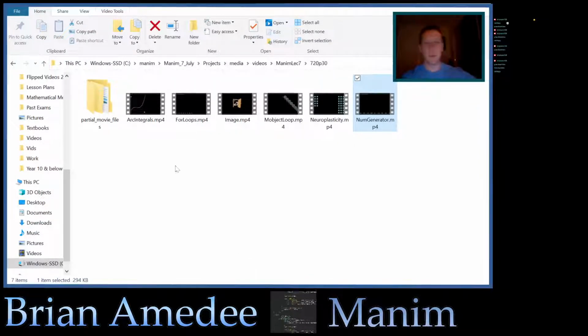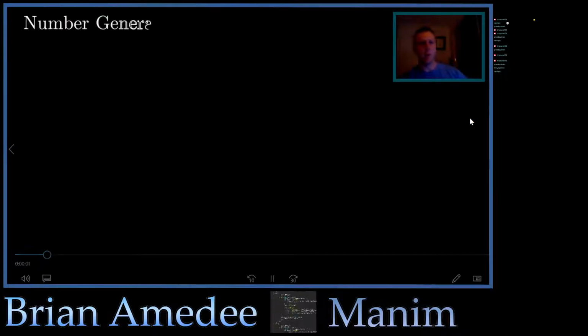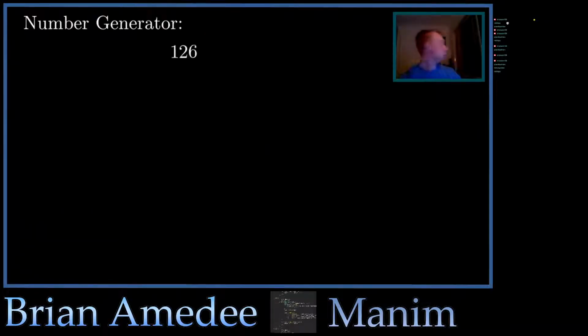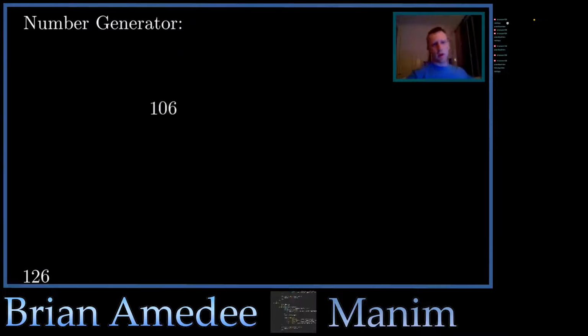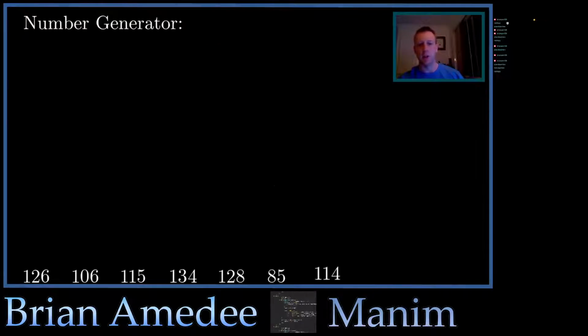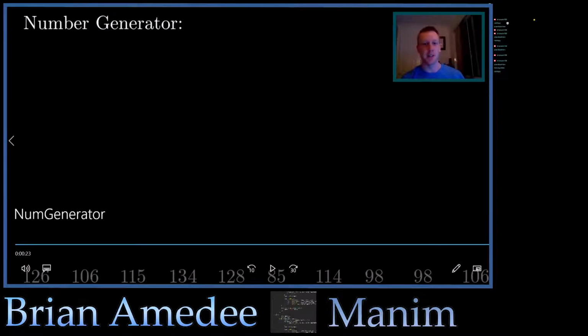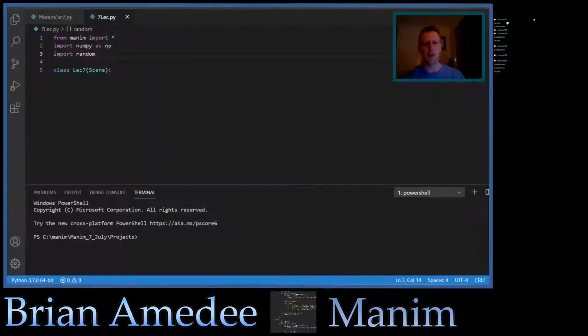The first one I'm going to go over is a real basic example, a random number generator. I pretty much just want it to write a number and put it somewhere on the screen, and I can position it wherever I want using object orientation in Manim. I just want to create something as simple as this. It looks simple, but it's really not. It's only a couple lines of code, but you have to really understand what's going on behind the scenes.